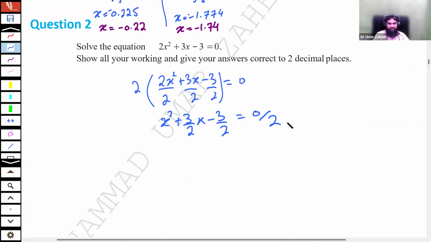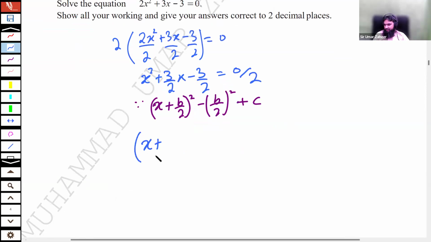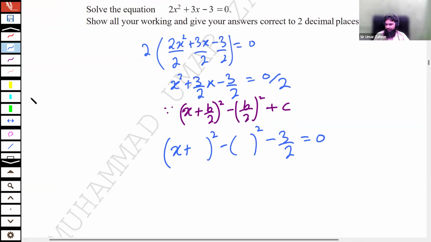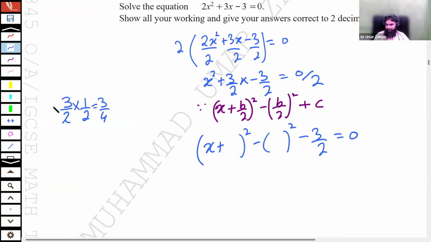Now next we have to write the equation in the completing square form. The format is x plus b over 2 whole square minus b over 2 whole square plus c. So we are going to write the same format: x plus b over 2 whole square minus b over 2 whole square plus c, that is minus 3 over 2 is equal to. Find the value of b over 2. The coefficient of x is 3 over 2, multiplied by 1 by 2. So the answer is 3 by 4.